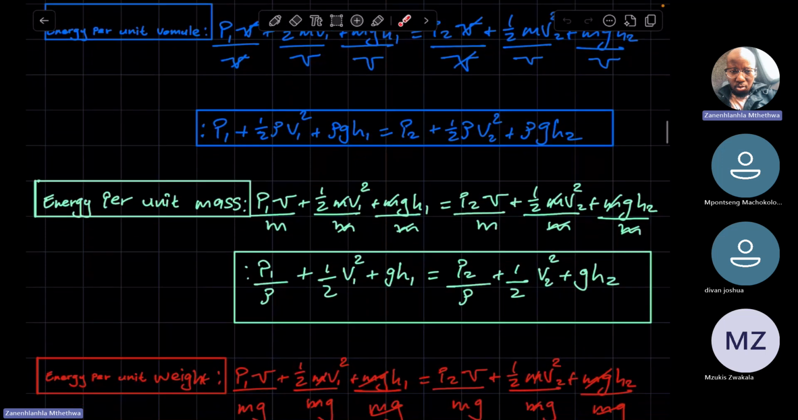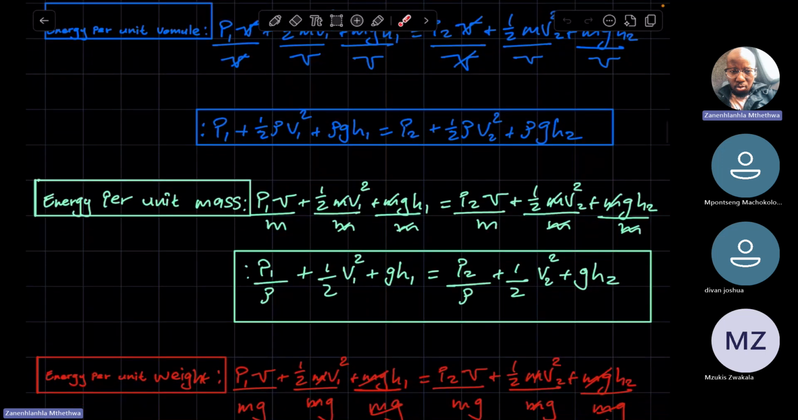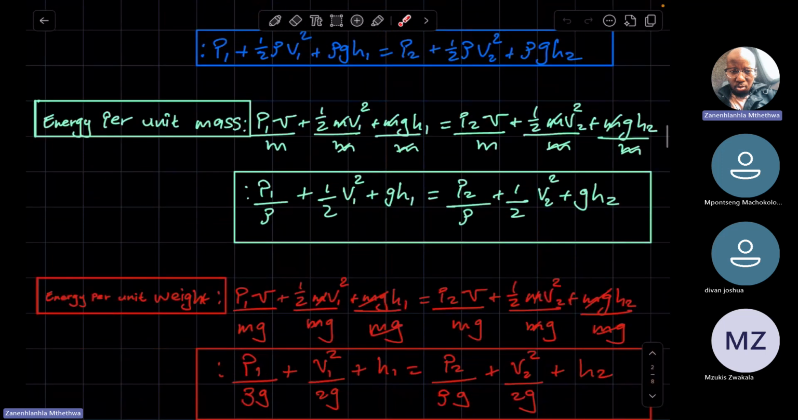And then if you're looking for velocity, velocity is the determining factor for kinetic energy. Hence, if you're looking for velocity, it's best that you express your Bernoulli's equation in terms of energy per unit mass. That way, each of these terms will be in terms of meters per second.